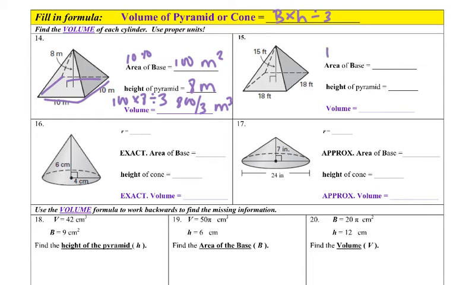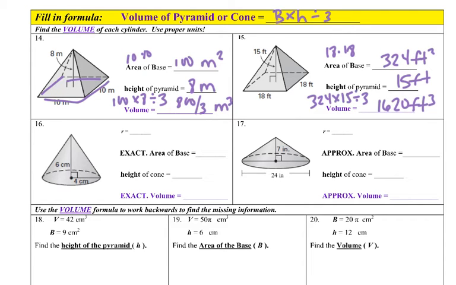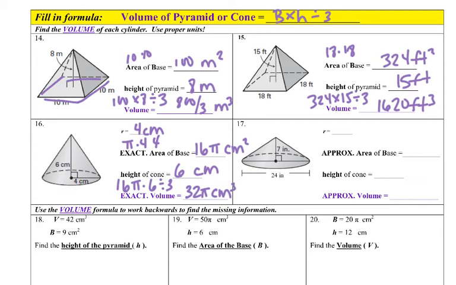Here the area of the base, 18 times 18, and that's 324 feet squared. Height is 15 feet, so we're going to do 324 times 15 divided by 3, which is 1620 feet cubed. For the cone, we're going to do the radius of 4, so exact area of the base, pi times 4 squared is 16 pi centimeters squared. Height is 6 centimeters, so 16 pi times 6 divided by 3 is going to be 32 pi centimeters cubed.